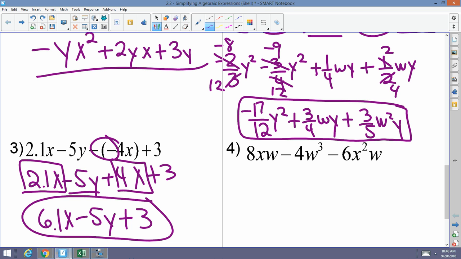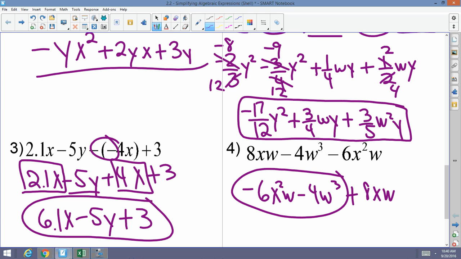Number 4. Ooh, do I have any like terms here? No. So the only thing I can do to simplify this is rewrite it in descending order, like my boy said, or what's called standard form. So I would rewrite it as 6x squared w minus 4w cubed plus 8xw. Either way, both of these have the same degree, so it's all good. We'll talk about degrees later. I'm not going to be too much of a stickler for that. I just want you to know how to combine like terms. So here you could have left it, and it's fine.